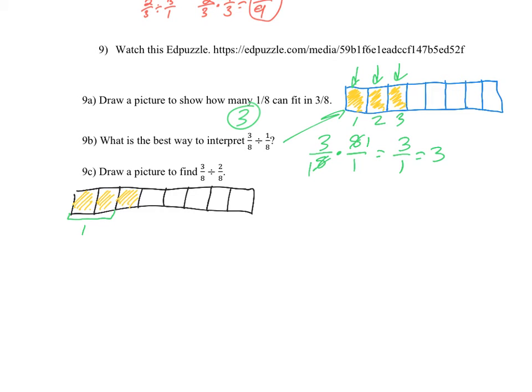All right, and then how many more 2/8 can fit? Well, I don't have a whole 2/8. I have another half of a 2/8. So I can fit one. I have one 2/8 and a half of a 2/8. So that's 1.5 2/8 that I can fit in there. The answer is going to be 1.5.